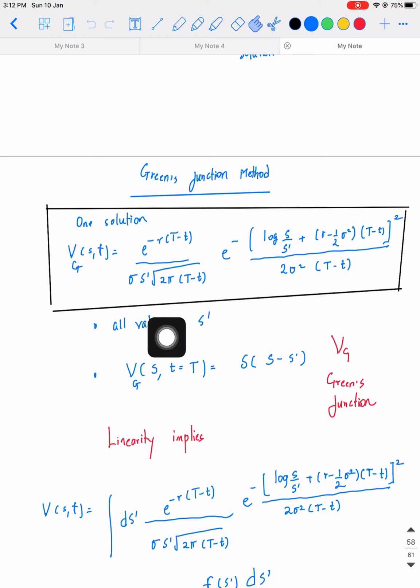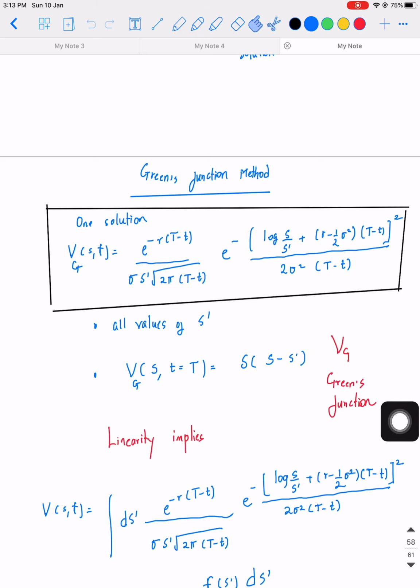The thing about this equation is that it is true for all values of s prime. For all values of s prime, it will satisfy the Black-Scholes equation. What is special about this particular term is that when t is equal to big T, this function approaches a delta function. That's why this Vg is called the Green's function. That is generally the name given for it.